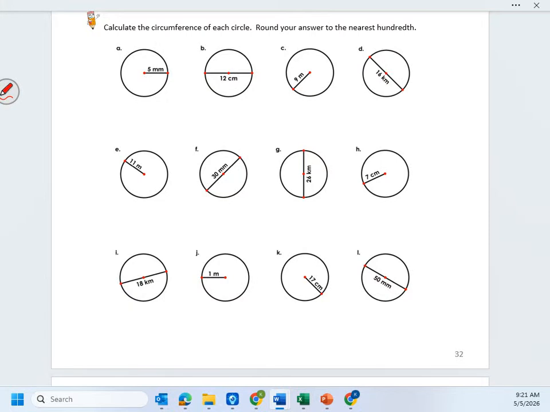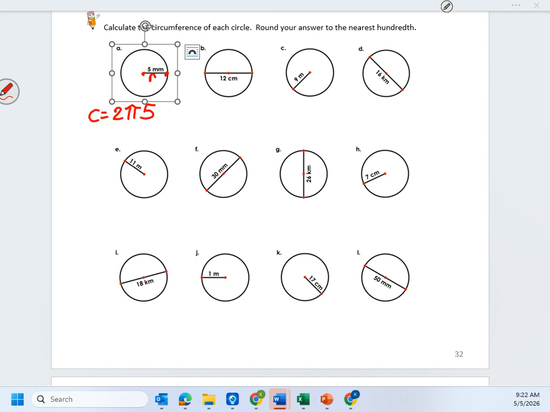So let's look at this first one. Look at A. Our radius is 5. So which formula should we use? Should we use 2 times pi times r, or should we use pi times d? Which one should we use, Joy? Yeah, because we're given our radius. The radius is the half one. So we're going to use 2 times pi times r. R is 5.